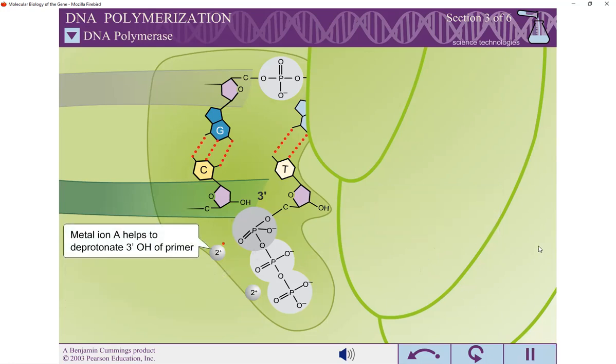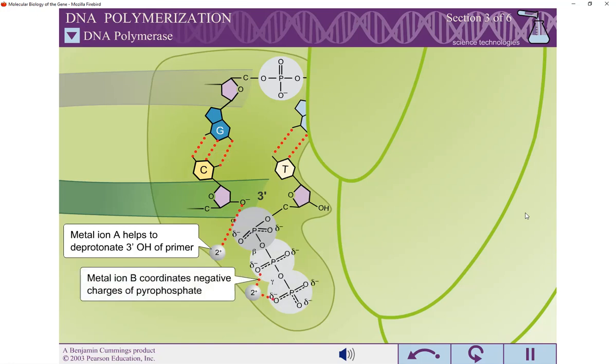Metal ion A helps to deprotonate the 3' hydroxyl of the primer, producing an oxyanion to attack the alpha phosphate of the incoming dNTP. See how the reaction is going to take place. Firstly, an oxyanion has to be produced. For the production of the oxyanion, the hydrogen atom is scavenged, or absorbed, from this hydroxy group by the metal ion. So this hydrogen atom is snatched, and once it has been snatched, there is an oxygen negative atom, and this oxygen negative is going to attack the innermost phosphate.